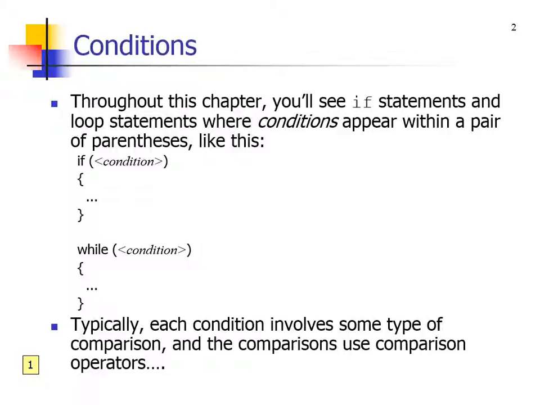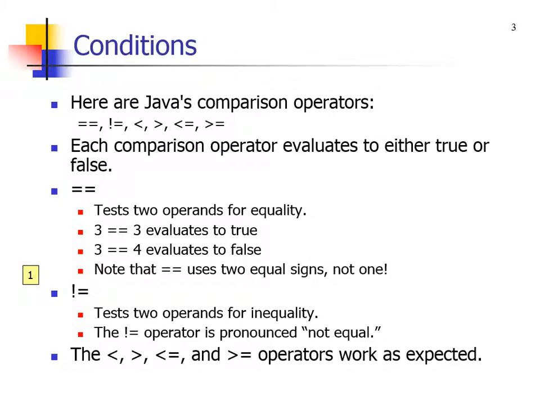Anyone know? Temperature. No. A condition, what does it measure? It compares two objects, right? That's the comparison part. So, in Java, we have a couple different types of comparison operators. We have a double equal.